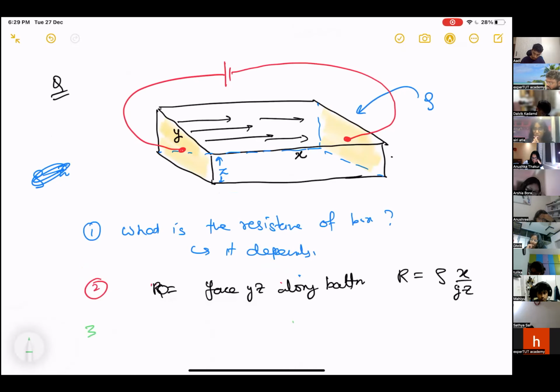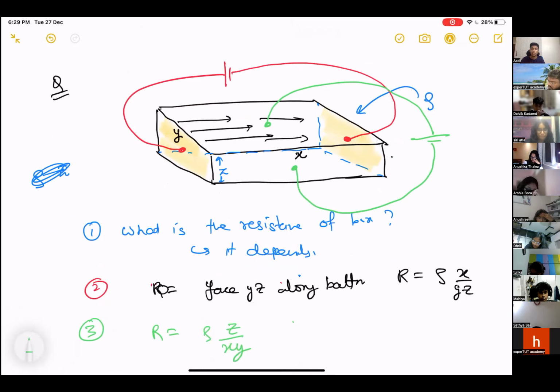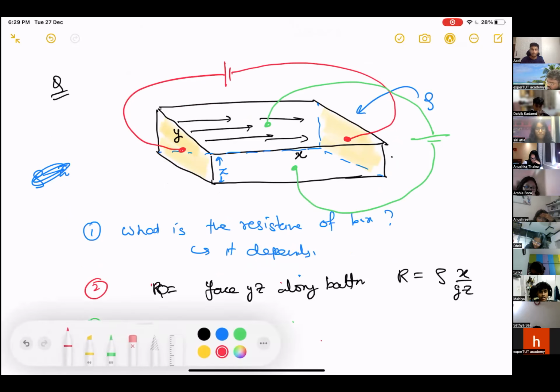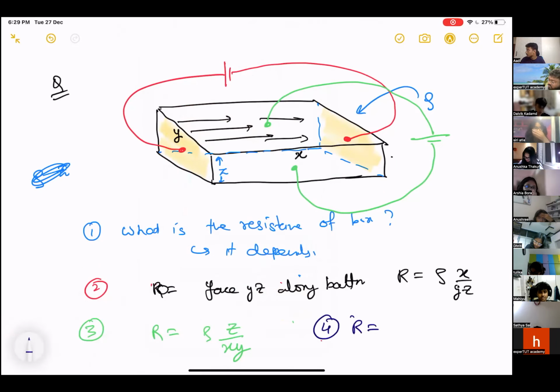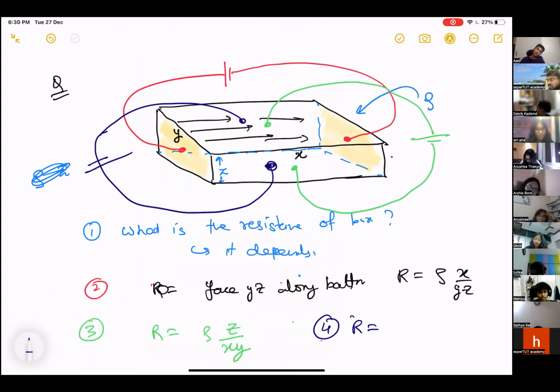The third part is what is the resistance if the battery is connected along the top and bottom ends. Then what is the resistance? Rho Z by YX. And the fourth part is what is the resistance when the battery is connected across the front end and the back end. Okay, like this. Then rho Y by ZX. Rho Y by XZ. Okay.